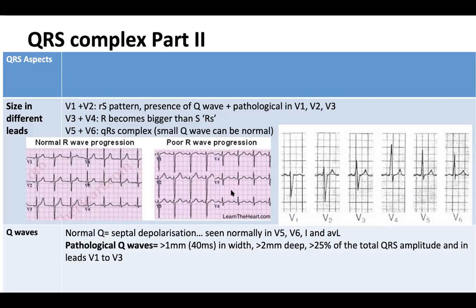If your ECG is looking a little bit funny and your P wave in lead 2 is not upright, always think about dextrocardia. And then finally, just in terms of Q waves, a normal Q wave can indicate septal depolarization and is normally only seen in V5, V6, lead 1, and AVL. So you can get a little Q wave in those leads. Pathological Q waves, however, are more than 1 millimeter in width or more than 2 millimeters deep, or more than 25% of the total QRS amplitude, especially in leads V1 to V3.